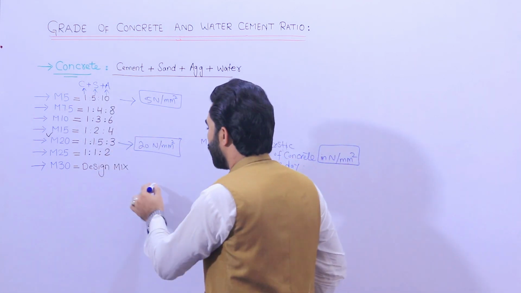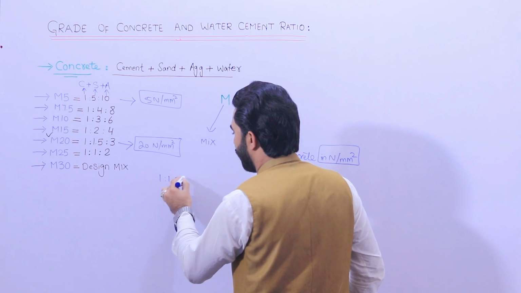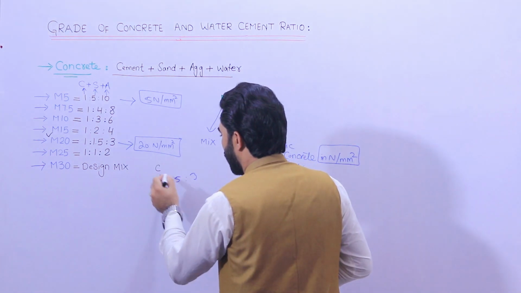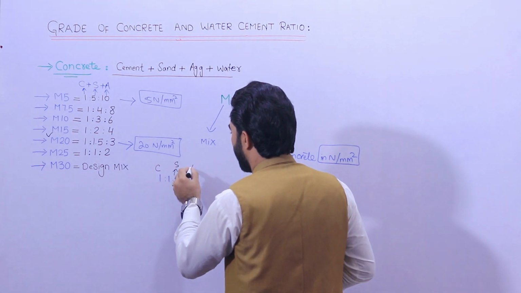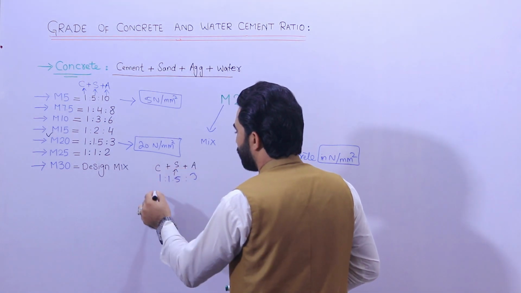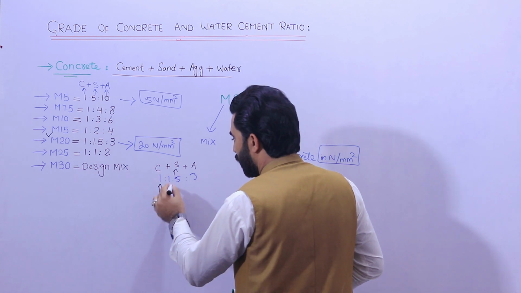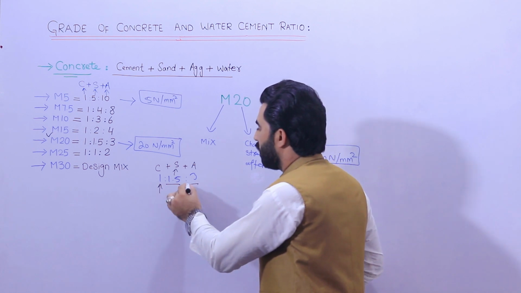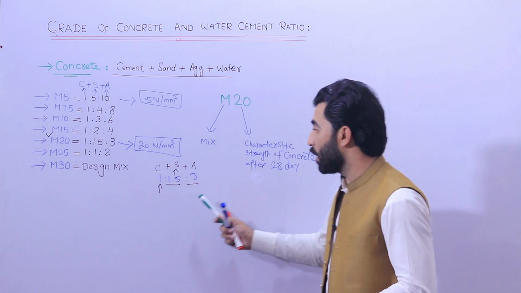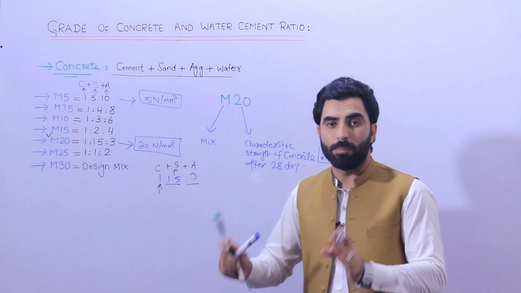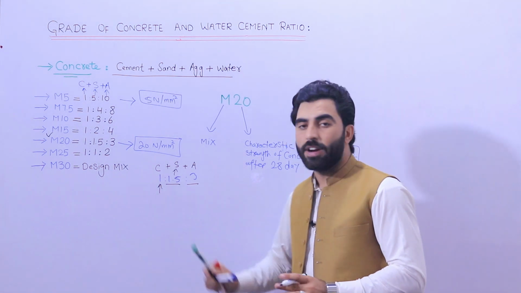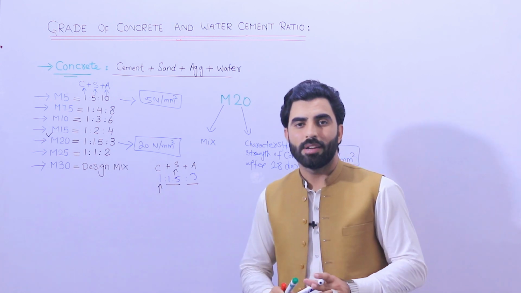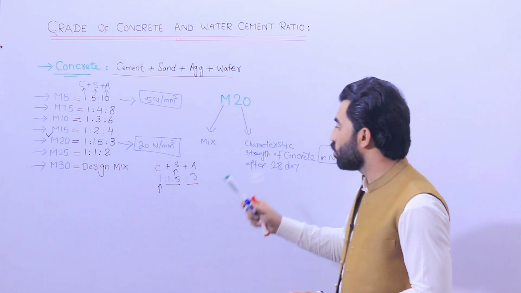So M20 means 1:1.5:3. Here guys, 1 is cement, 1.5 is sand, and 3 is aggregate. It means 1 bag of cement, 1.5 bags of sand, and 3 bags of aggregate. If this is a wheelbarrow, then 1 wheelbarrow of cement, 1.5 wheelbarrows of sand, and 3 wheelbarrows of aggregate. So this is called M20.